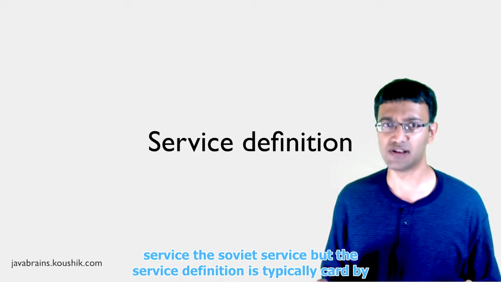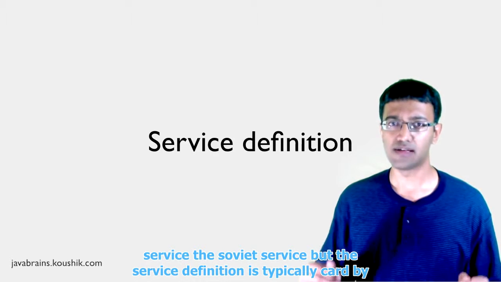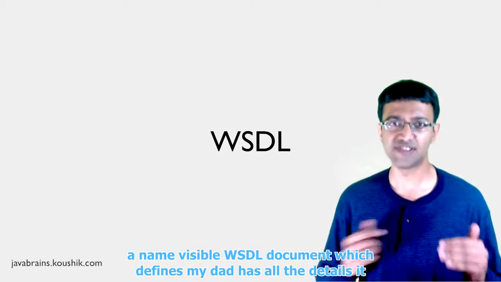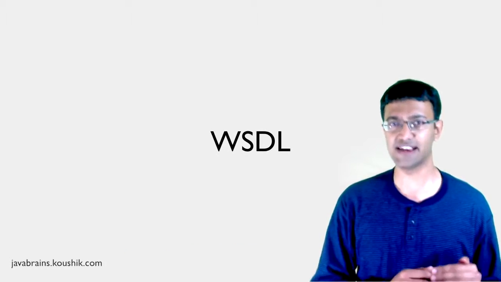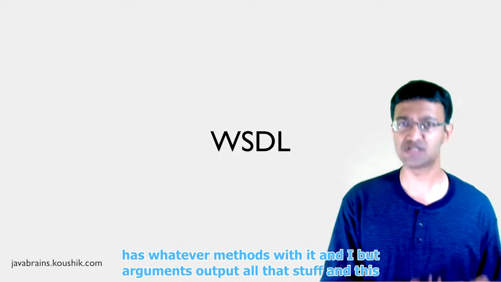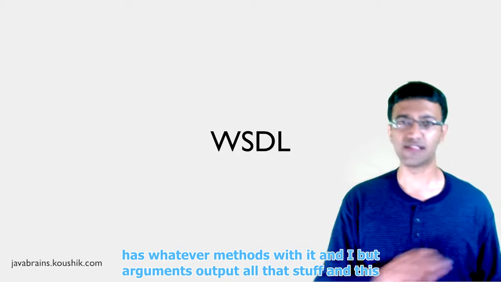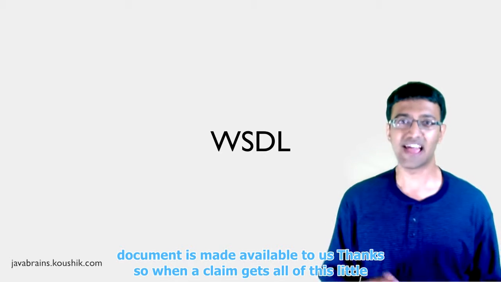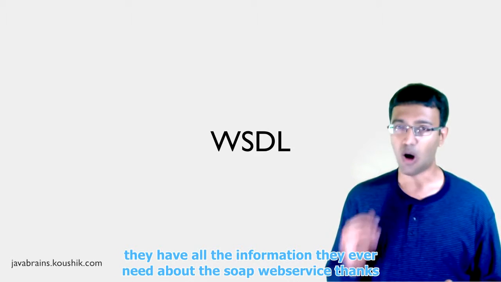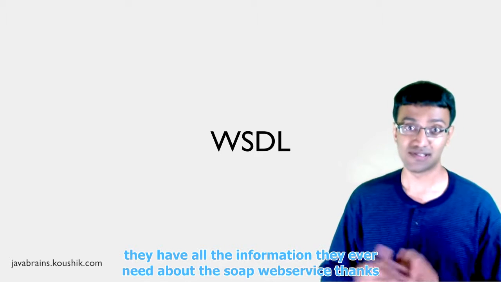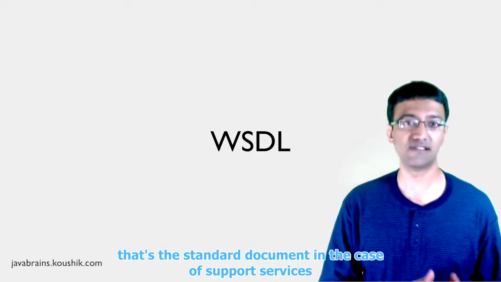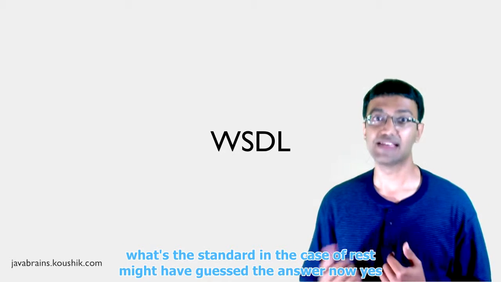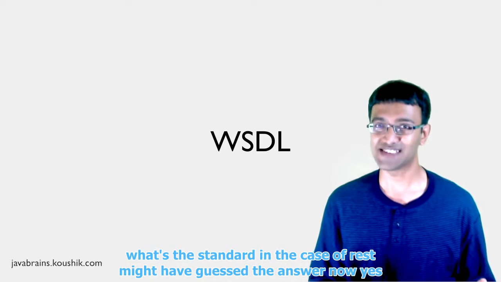In the SOAP web service world, the service definition is typically called by a name, WSDL, right? It's a document which defines what the web service does. It has all the details. It has what are the methods, what's the return type, input arguments, output, all that stuff. And this document is made available to all clients. So when a client gets hold of this WSDL, they have all the information they would ever need about the SOAP web service, right? So that's the standard document in the case of SOAP web services. Now, what's the standard in the case of REST? You might have guessed the answer now.